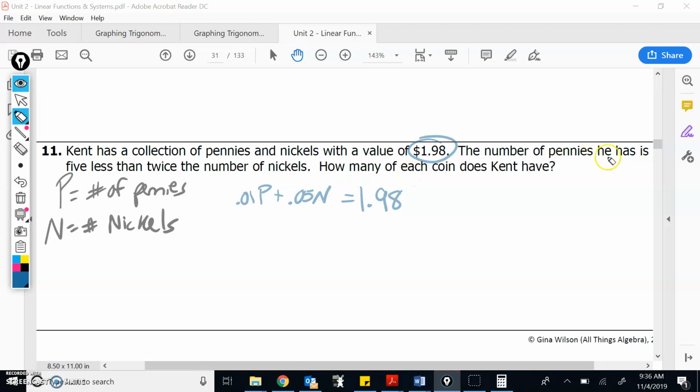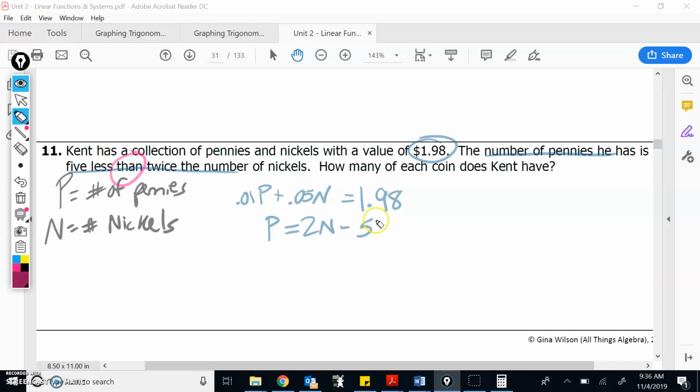The second equation comes from this sentence. The number of pennies is 5 less than twice the number of nickels. You write that like this: twice the nickels minus 5. Whenever you see the word than or from, you're going to switch the order of how that sentence goes. So 5 less than twice the number of nickels. Now that we have our two equations, we can solve using substitution or graphing.